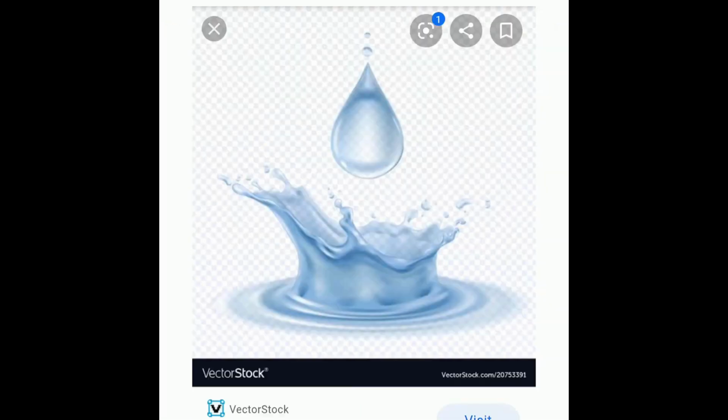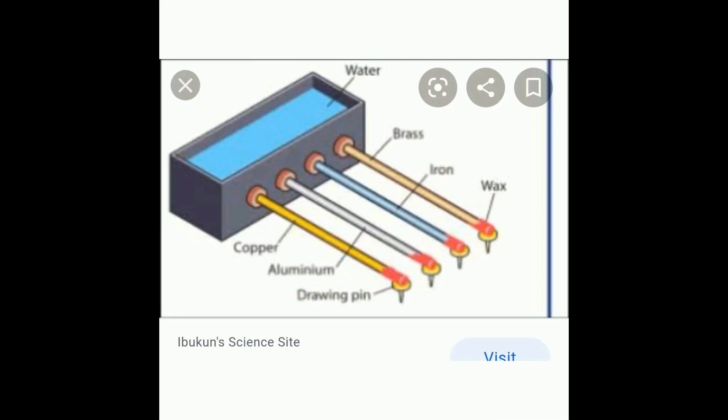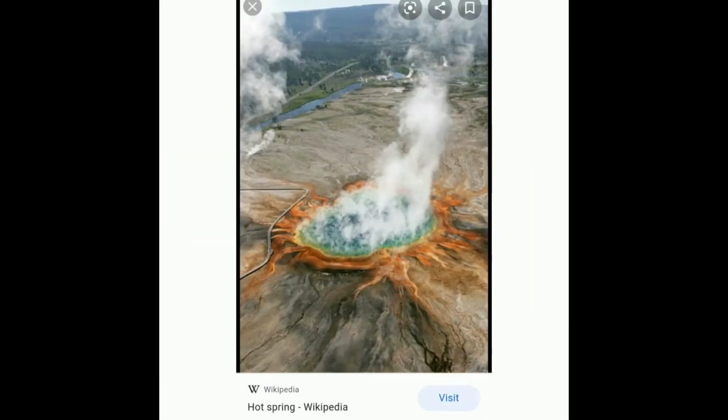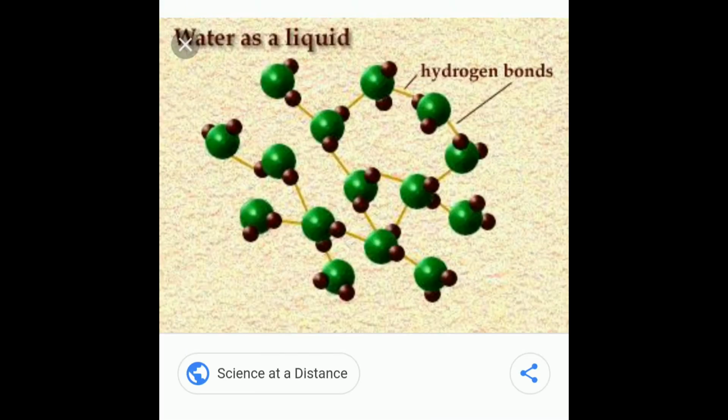Okay, we are discussing the properties of water. Let's recall it together. Water can flow. That is the first one. Water can carry heat. Water is a liquid, so it doesn't have a definite shape. Water can exist in three states, that is solid, liquid and gas.